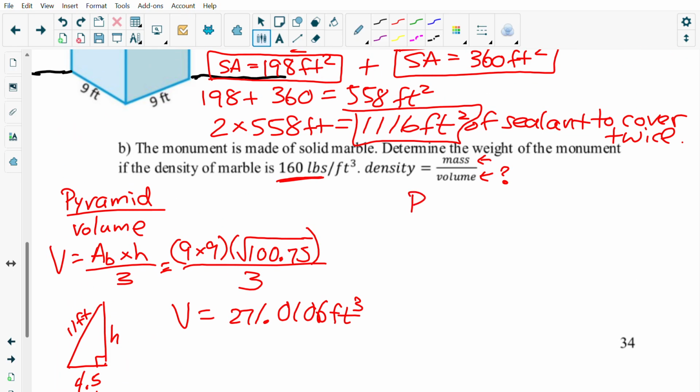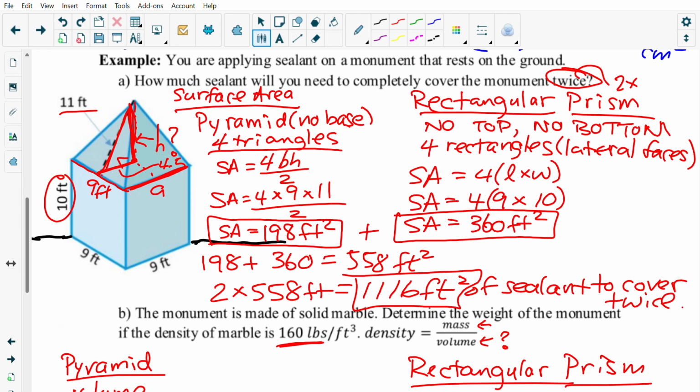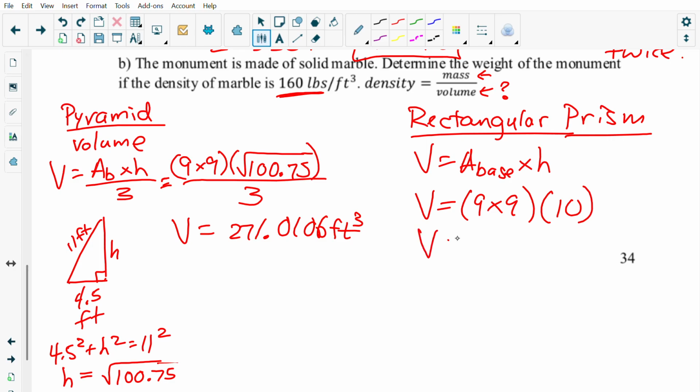Let's find the volume of the rectangular prism. And remember, volume, just straight up. I see the shape, apply the formula. Volume equals area of the base times the height. That's it. Height of the prism, right? So volume equals area of the base is 9 times 9, and the height is 10 feet. That's the height of the rectangular prism. So volume of the rectangular prism is 810 cubic feet.